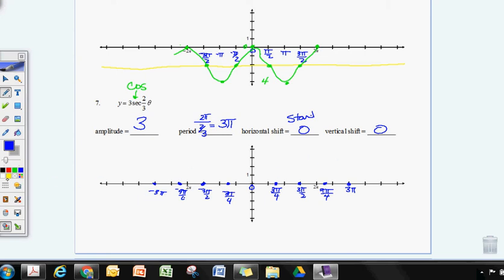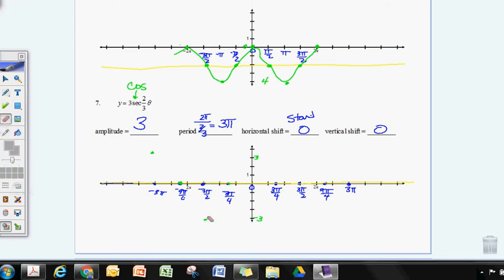No vertical shift, so, oops, switch colors. So everything is based off of that x-axis there. I am going to put in a cosine wave. My amplitude is 3, so I know I need 3 and I need negative 3. So it's going to hit my highest point, my middle point, my lowest point, my middle point, and I can't count down here. Oops.